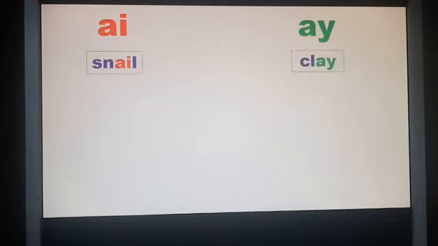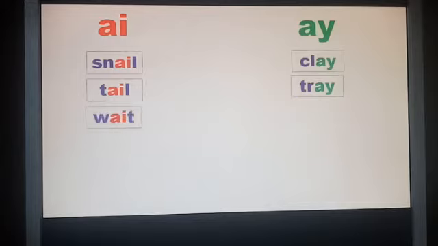Clay. Clay, at the end of a word. Tail, tail, in the middle of a word. Next, tray, tray, at the end of a word. Wait, wait, in the middle of a word. Way, way, at the end of a word. Brain, brain, in the middle of a word. Paint, paint, at the end of a word.